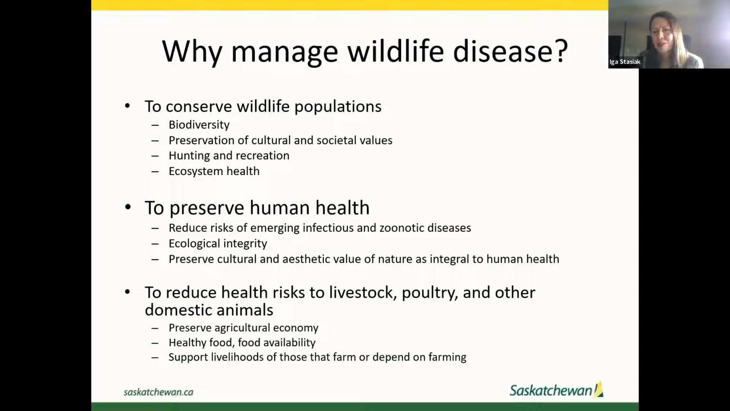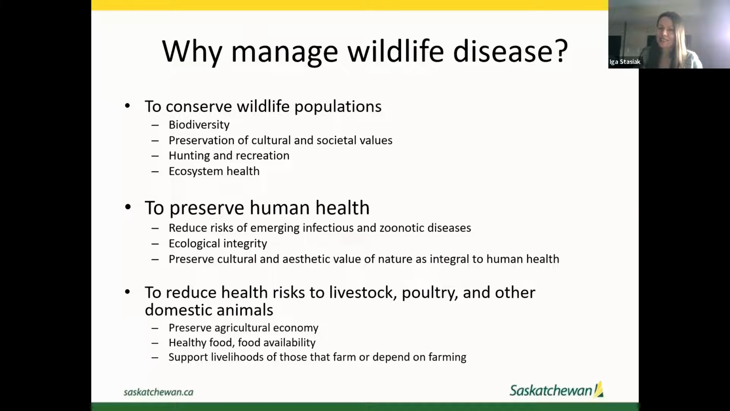So in terms of the management of both disease and wildlife health, why do we want to manage for disease or health in general? If you're a veterinarian like myself, or maybe you're a biologist or wildlife ecologist, the first reason is probably what sticks out most in your mind, and that is this desire to conserve wildlife populations. And that's why a lot of us went into this field. So this idea of impacts to biodiversity, the role of wildlife in our general well-being and culture, and the health of ecosystems as a whole.